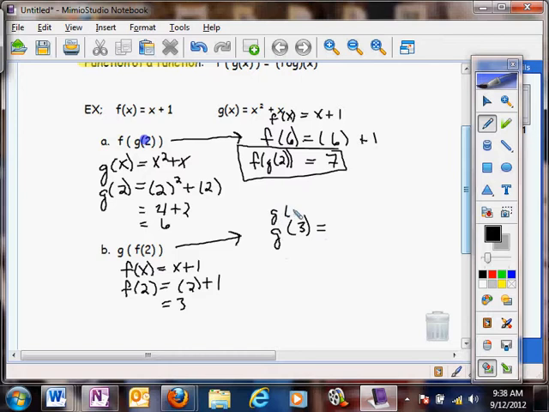And if g of x was x squared plus x, then g of 3 is 3 squared plus 3. And you don't have to rewrite these functions every time like I'm doing, but if you're struggling a little bit, you might want to do that to start off. It helps you get a little bit better. So now plug in the 3 and simplify. 3 squared is 9, plus 3 is 12. So then g of f of 2 is 12.